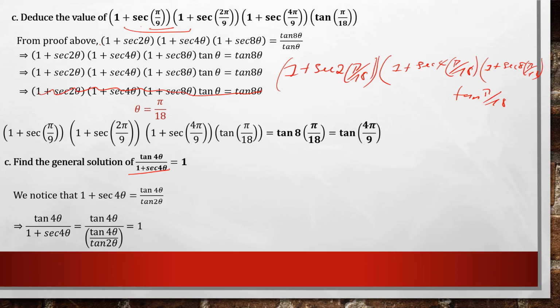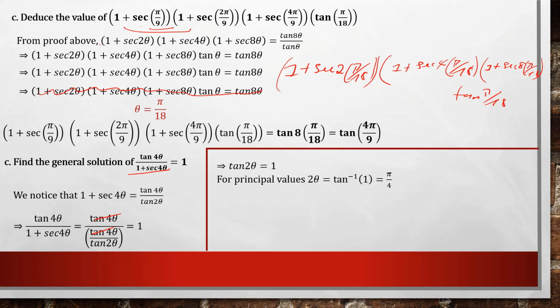So we clearly see that the tan 4 thetas cancel out, and so we will have that tan 2 theta will be equal to 1. Now for principal values, 2 theta will be equal to tan inverse of 1, which is pi on 4. So the general solution becomes 2 theta equals pi n plus pi on 4, where n is an integer. Making theta the subject, the final general solution will be pi n divided by 2 plus pi on 8, where n is an integer. So that is the general solution to this particular problem.